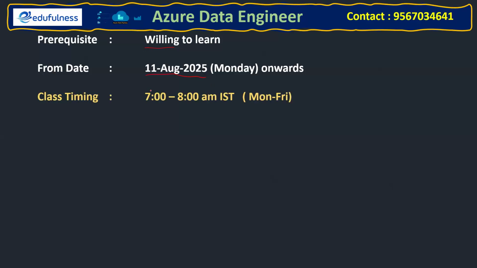Okay. And this is the Monday morning batch, actually 7 to 8. So classes are happening between 7 to 8. The duration is 2.5 months. The fees for this course is 15,000. So you can see the quality before this.